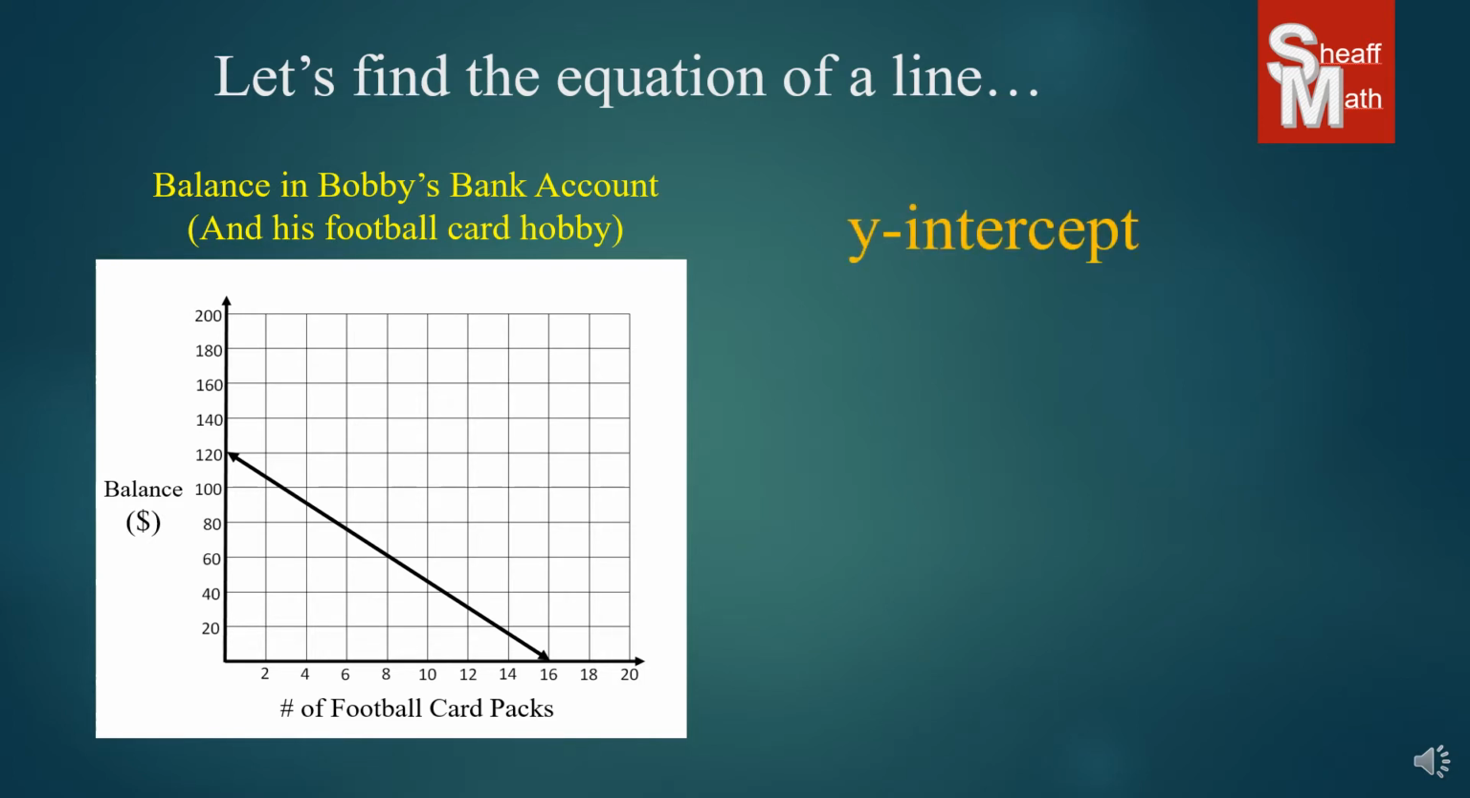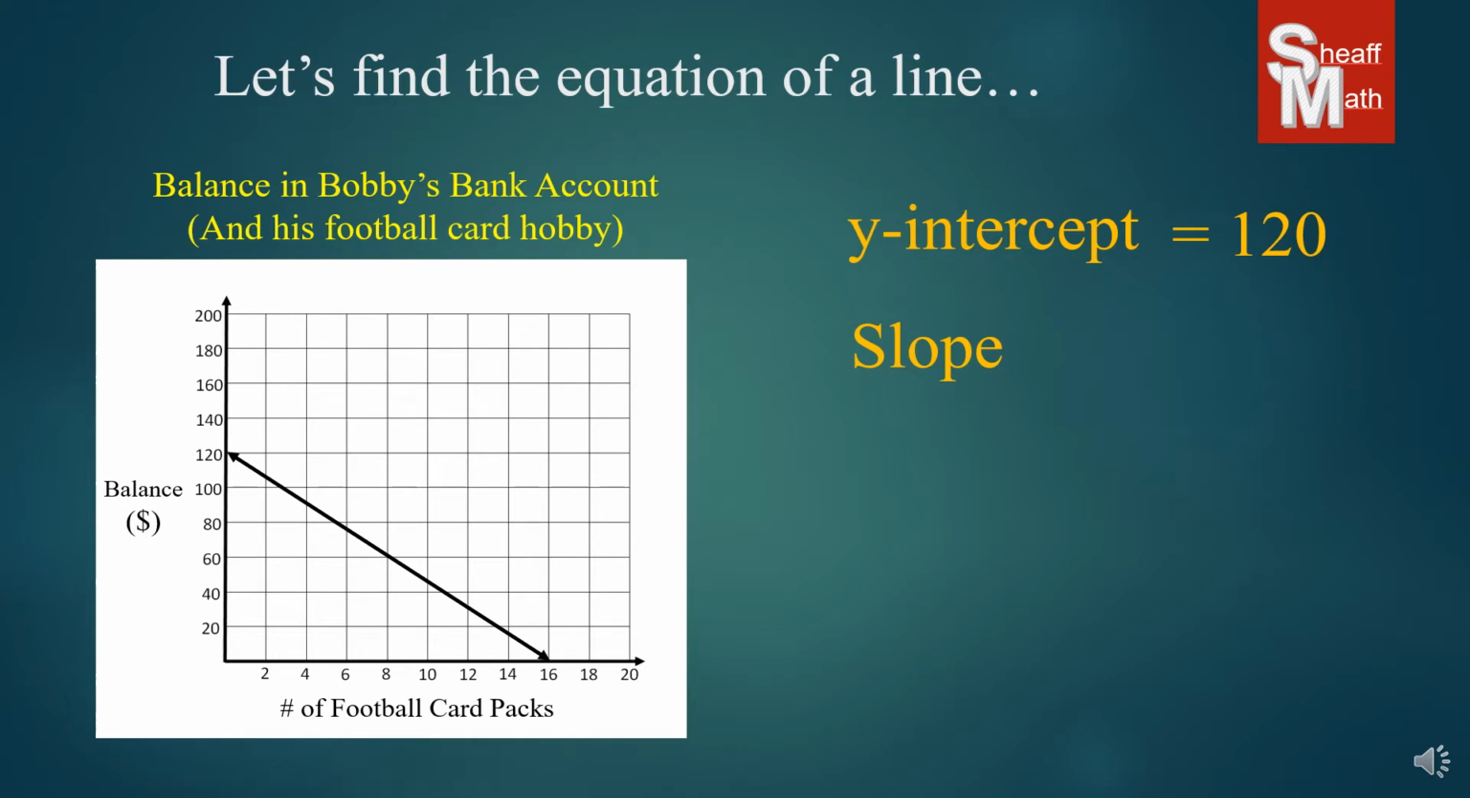So the first thing we need to do is find the y-intercept. So we look, where's the line going through the y-axis? Right there at 120. So we have our y-intercept. Now we're going to find the slope, and you want to pick 2 points and find the rise and run of those. And I always say try to pick the 2 easiest points.